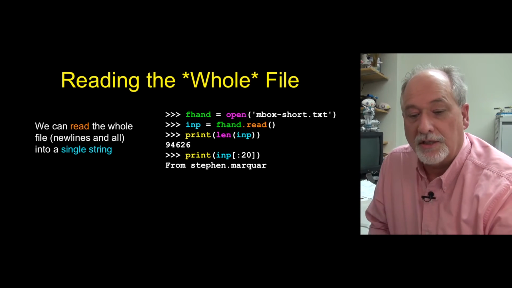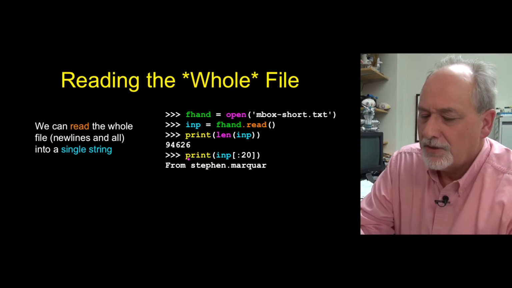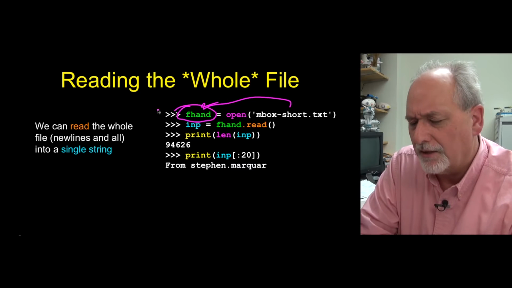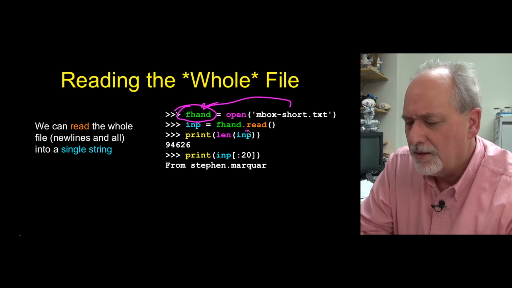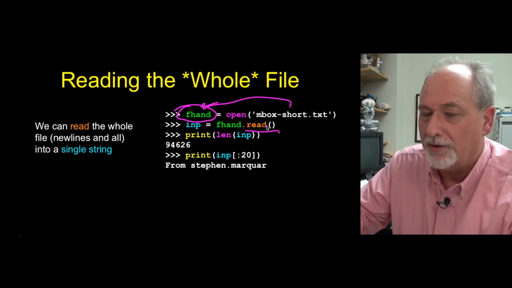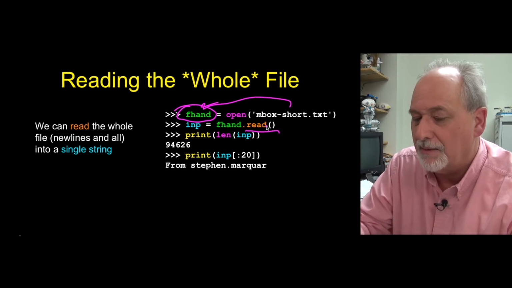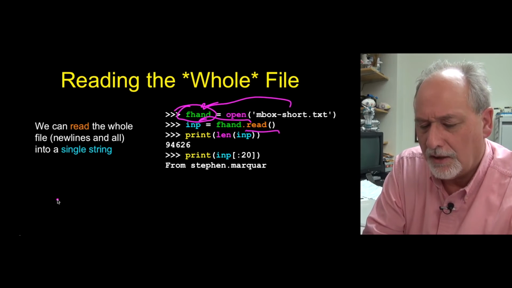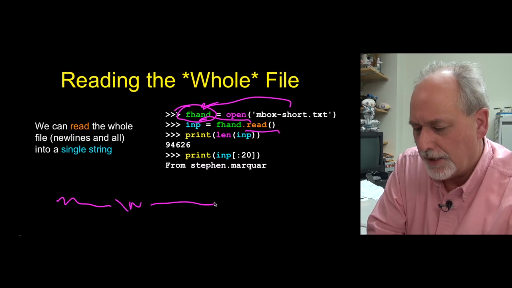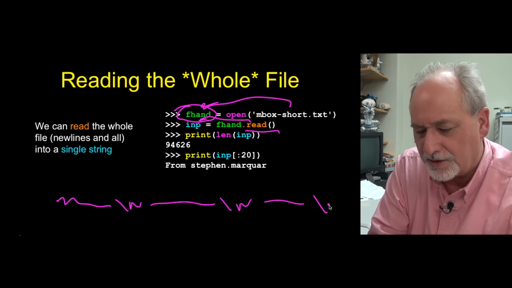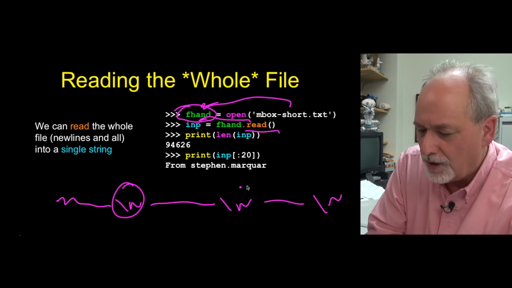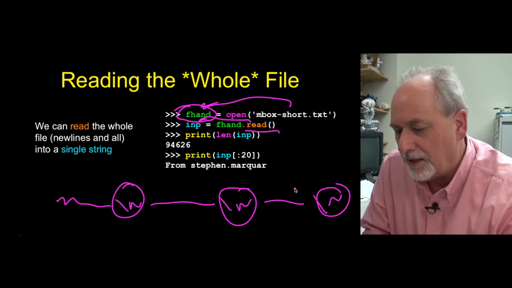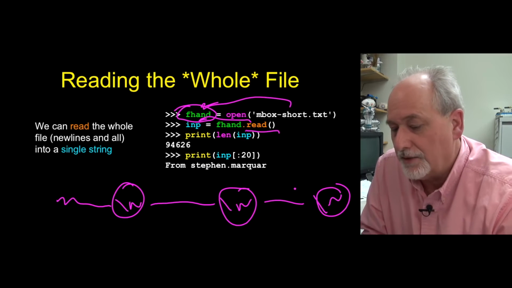But mbox-short.txt is a small little file. So we open it and we get back a file handle object, and we call the read method, and that says go through and read all the text and give it back in one big blob, one big string, and I'll put it in inp. And so that's where you have a line, a new line, a line, a new line. It's not really lines, it's just a sequence of characters with new lines in there to punctuate them. And now you can split that, later we'll see how to split that into separate lines if you want.